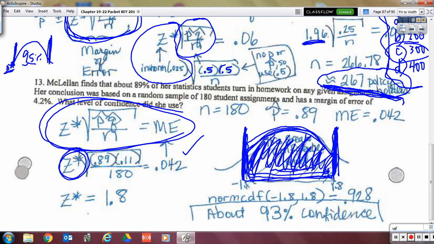So then when I do my math and I solve, I get a Z star of 1.8. That's telling me that my interval is going to be going from negative 1.8 Z star critical value up to positive 1.8 critical value. So those critical values are the edges of your interval, Z values. And I norm CDF from negative 1.8 to positive 1.8, and I get about 93%. Okay? All right. So again, if they're giving you a margin of error, then you should immediately think, ooh, hold on, I might need to be using this here. So let me think about that. Okay? All right, moving on.